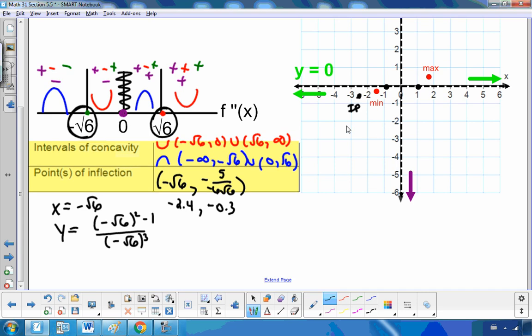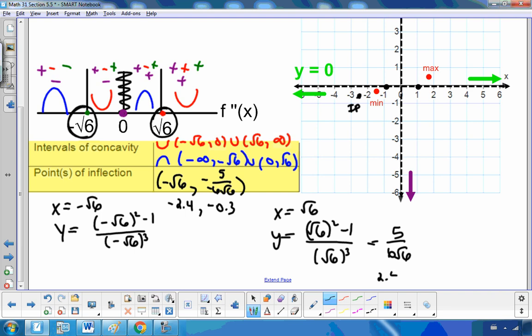Okay, let's look at our next point of inflection, which is at positive root 6. So I'm going to have a y value of root 6 squared minus 1 over root 6 cubed, which is just going to be 5 over 6 root 6. So again, that is at about 2.4 and about 0.3. So our other one is at positive root 6 and positive 5 over 6 root 6. So an inflection point at 2.4 and about 0.3, so right about there we'll call it.